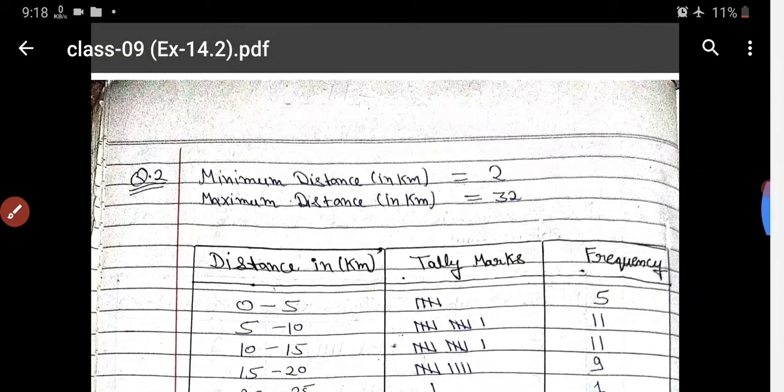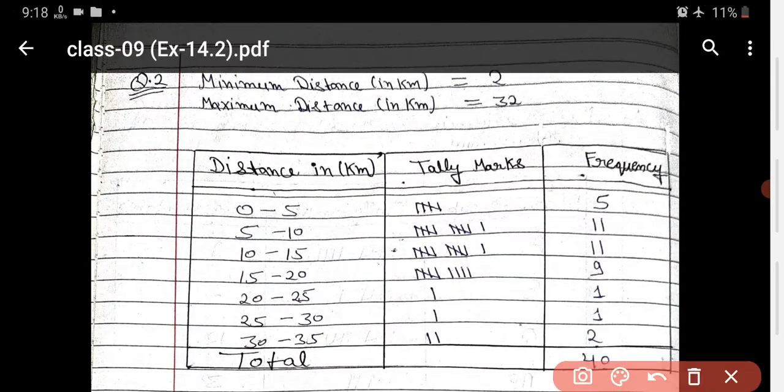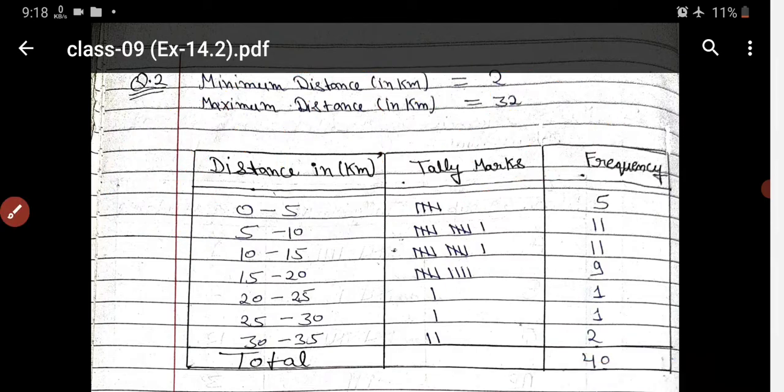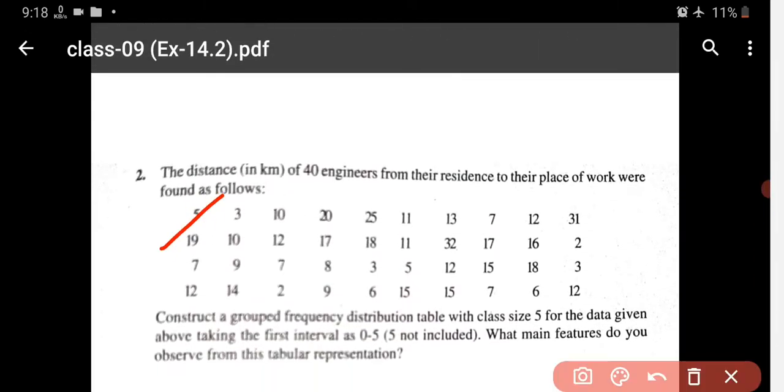Now how will you mark the tally marks? I will tell you now. In 0 to 5 you have to take tally marks for 0, 1, 2, 3 and 4. If you find values 0, 1, 2, 3 and 4 you have to mark them in the first one. Okay, now I will tell you here how to make the tally marks. 5 will come in the second interval.